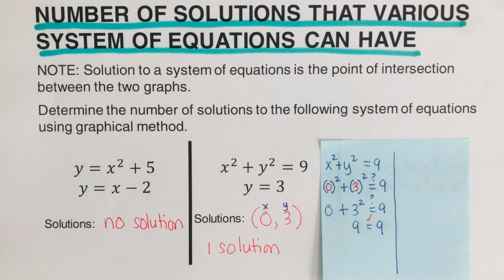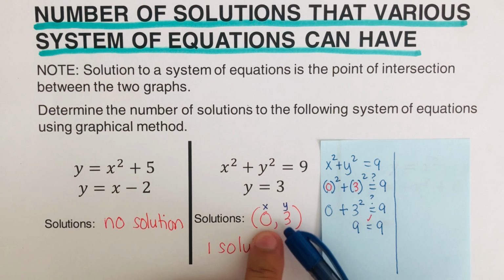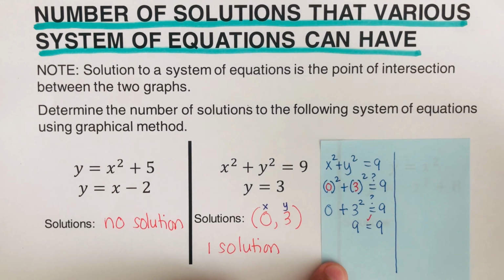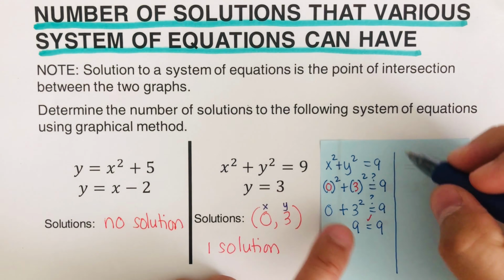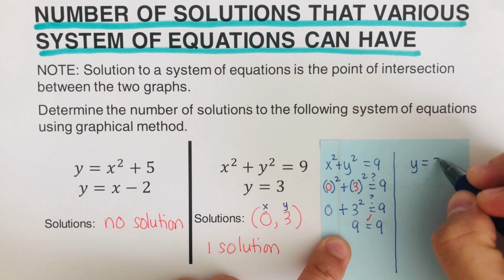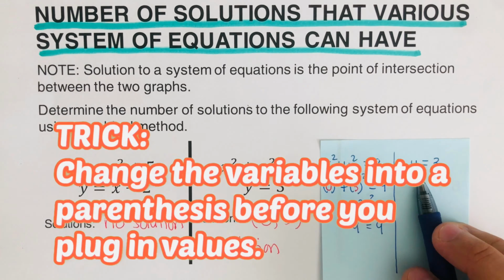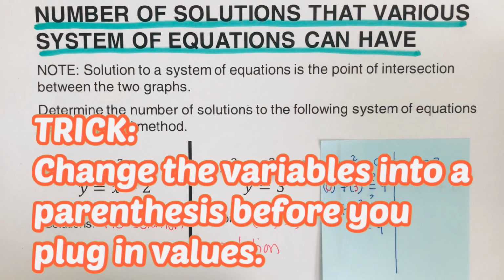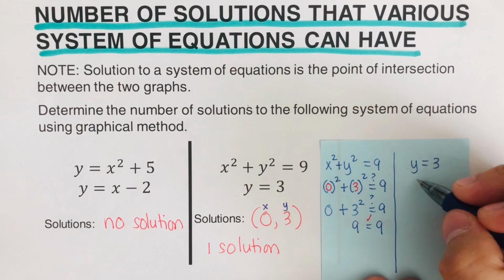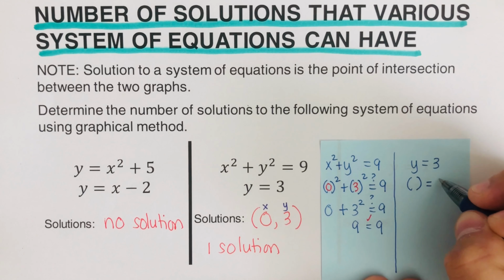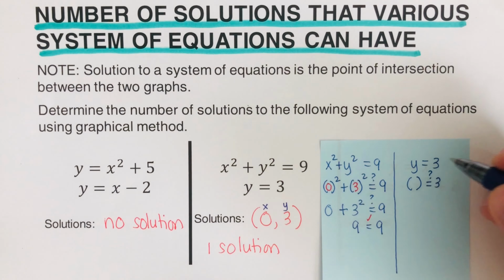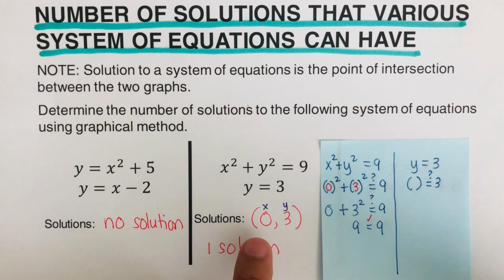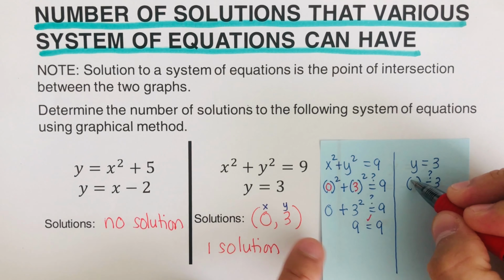Now it has to work for both of them. So we go ahead and check this (0, 3) in the other one. We rewrite this equation right here: y is equal to 3. Again, the trick when we check is to change the variable into a parenthesis before we plug in values. So we change this y into a parenthesis. Is that equal to 3? We're not sure of that yet, so we plug in the y, which is 3.